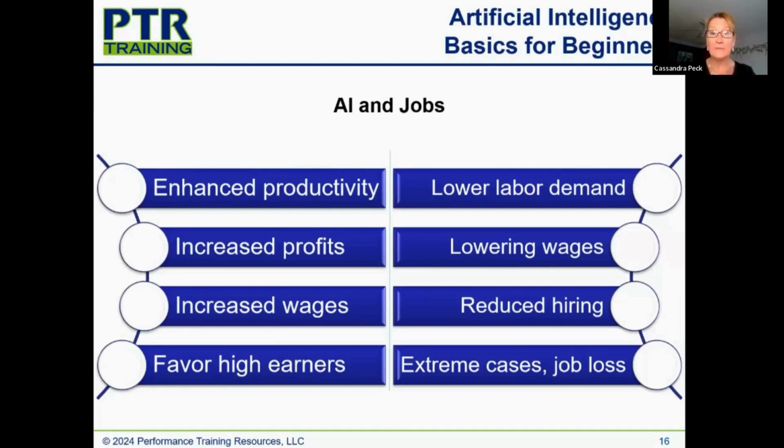AI adoption drives shifts in the skill requirements of the workforce, emphasizing skills such as data analysis, programming, machine learning, and problem solving. Employees, team members, we need to adapt, right? Acquire new skills to remain competitive in the AI driven economy.